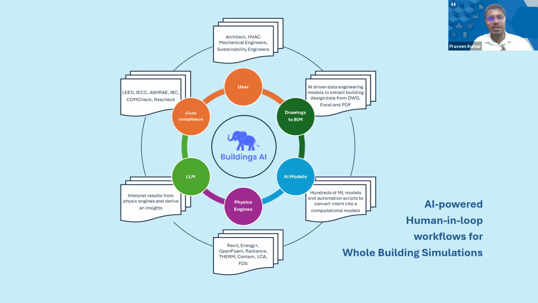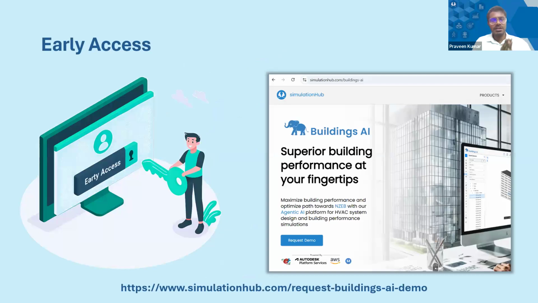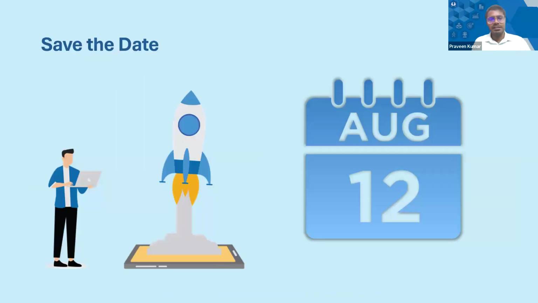So next slide, please. Right now, the stage of Buildings AI: we launched it in February, and the early access was released in May, and close to 80 to 100 users have registered and are trying out different projects. And now you can go and request a demo. We'll give you early access. But even better, next slide, please. In another 10 days or so, August 12th, we are launching the commercial version of this application, so you can get hands-on experience of this application.